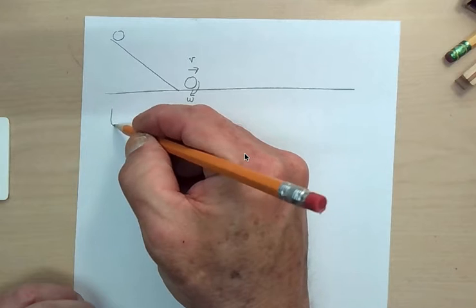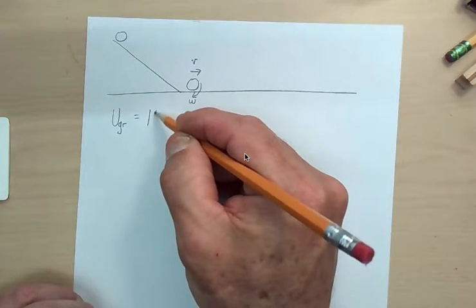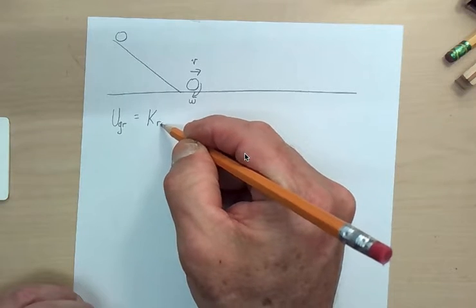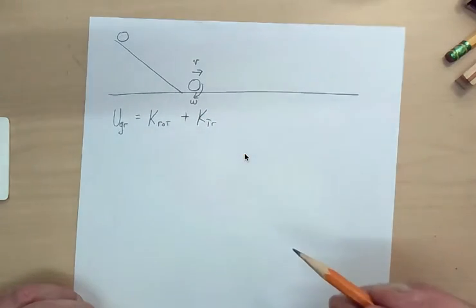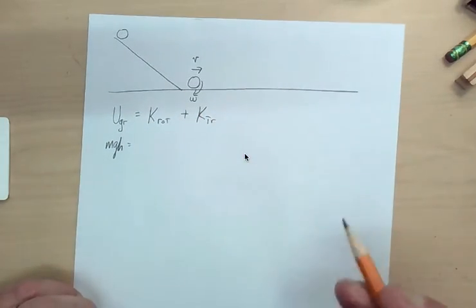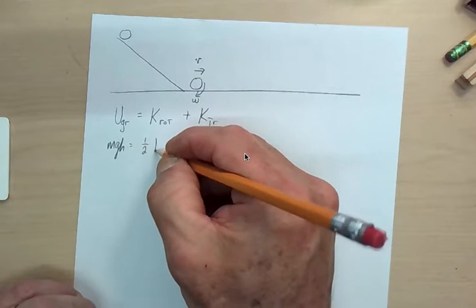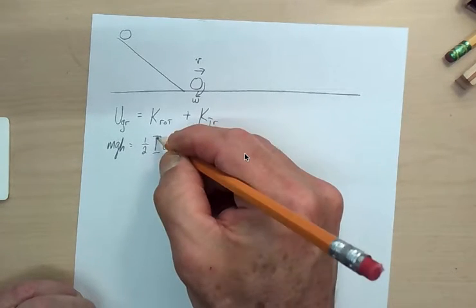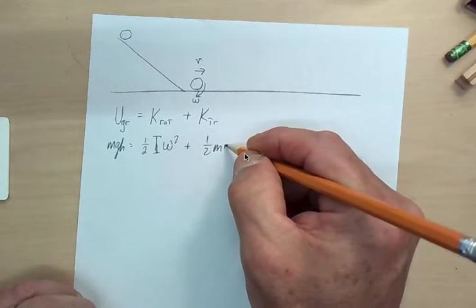If it's rotating, there's also rotational KE. So up at top, there's gravitational PE, and that turns into rotational energy and translational kinetic energy. Okay, so the MGH turns into and is equal to 1 half I omega squared plus 1 half m times v squared.